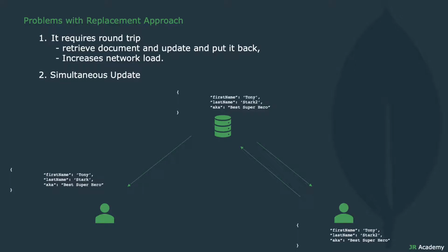And then if user 1 updates some other value and puts it back, then this last name will be updated also. That means it can cause unrequired, undesired consequences. So this way, this simultaneous update can cause accidental consequences, and in real world scenarios, this can be very bad situations.